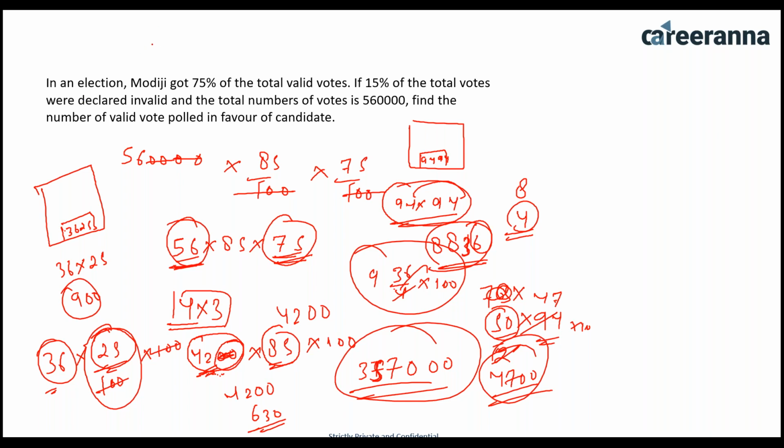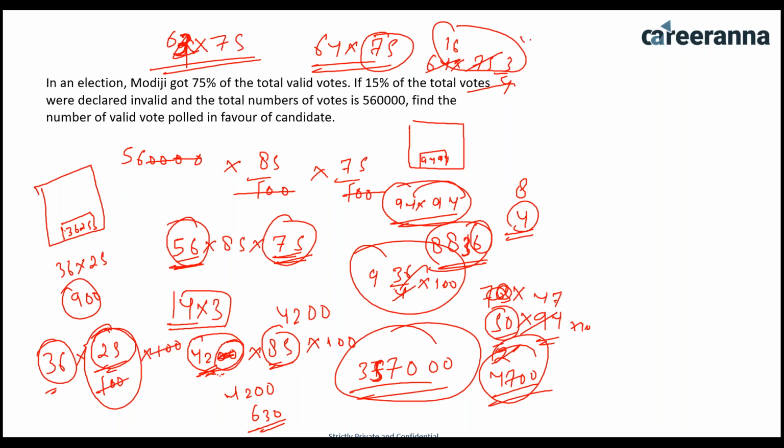So let's take another example. This is going to be the last. Sorry, you can write 64 multiplied by 75. Please be very quick. Seventy-five can be written as 3 by 4. Sarans, it is not 25. Yes. So 64 multiplied by 75 can be written as 3 by 4. It is 16. 16 multiplied by 3, 4800. Is it clear to all? Any doubt?